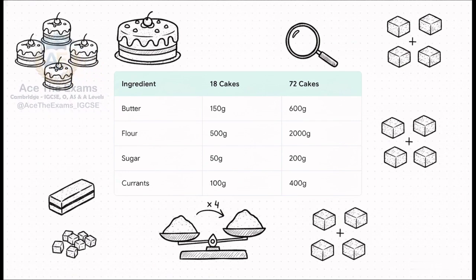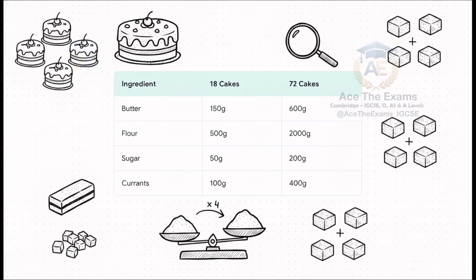Let's say we want to scale up a recipe from 18 cakes to 72 cakes. By identifying the ratio, we can immediately see we need exactly 4 times the amount of each ingredient, right? Because 72 divided by 18 is 4. So we can use a simple table to flawlessly multiply our butter, flour, sugar, and currants by 4. The ratio of those ingredients to one another stays perfectly intact, and the recipe works.